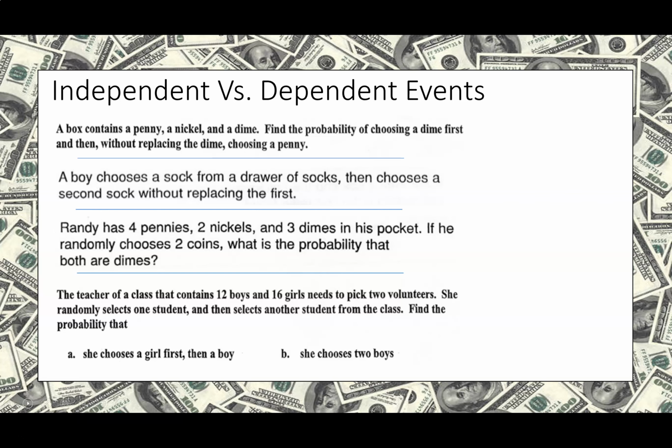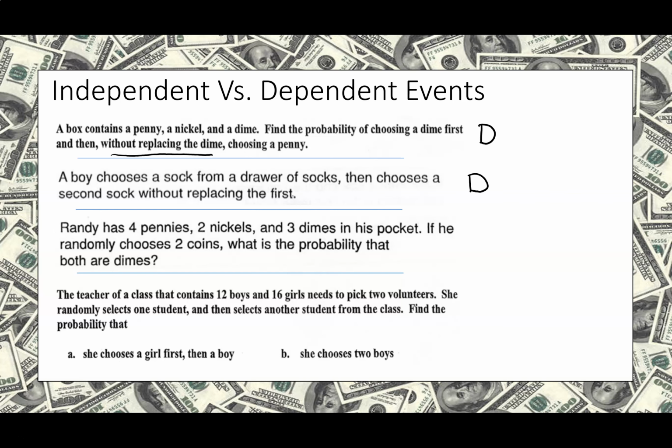Okay, welcome back. All right, a box contains a penny, a nickel, and a dime. Find the probability of choosing a dime first, and then without replacing the dime, choosing a penny. That's dependent because you did not replace the dime. It's out of the bag. It's impacting the probability of the next. A boy chooses a sock from a drawer and then chooses a second sock without replacing it. That's D. I'm going to skip this one for a second. We'll go back to it.